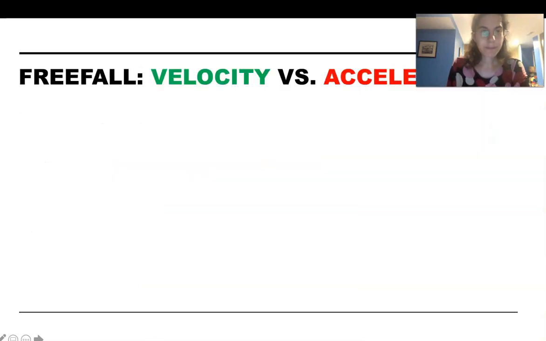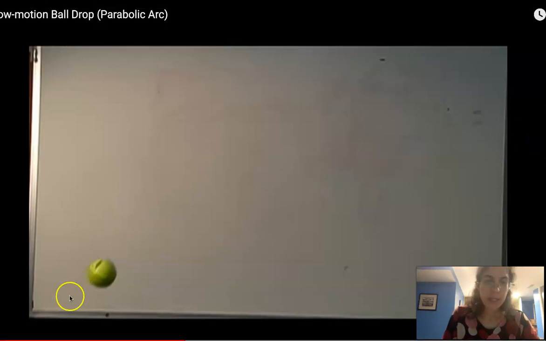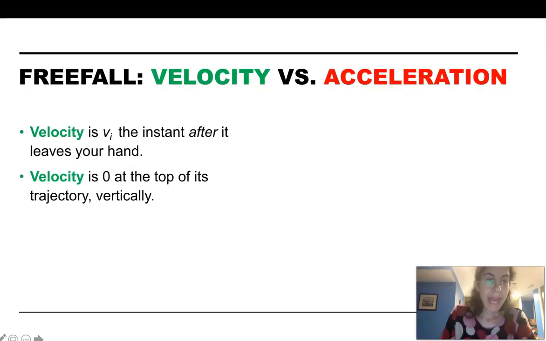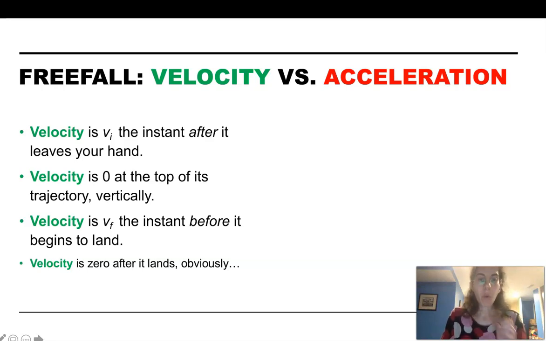Review. After the ball's left your hand, it goes with an initial velocity of VI, with a velocity of 0 at the top, and a final velocity of VF the instant before it begins to land. We're not going to do after it lands until we're ready to study collisions. But remember, what goes up must come down.